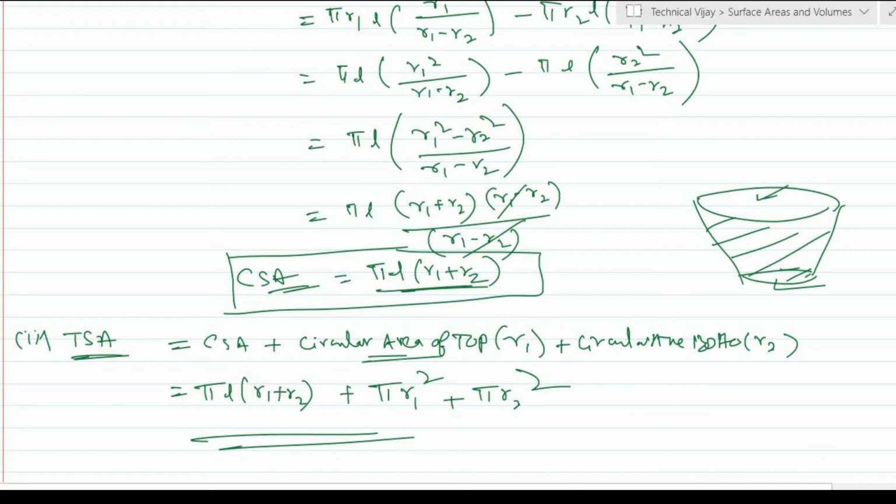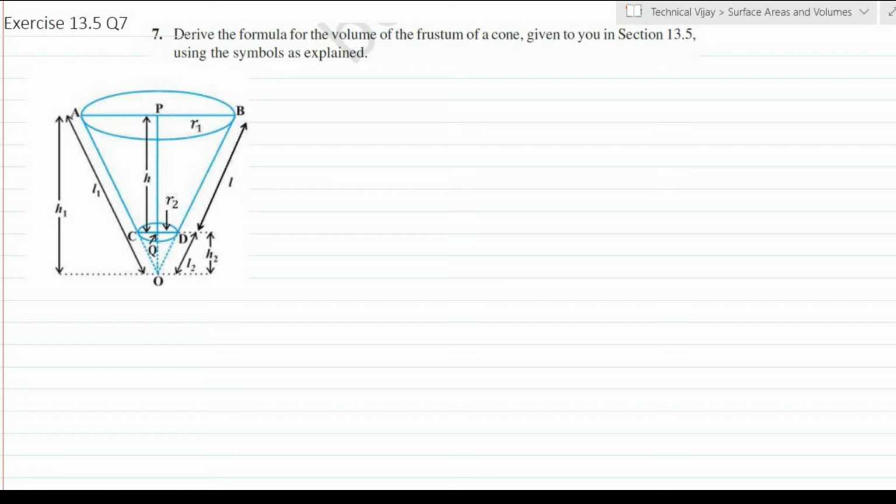Okay, we will go for the next one. Exercise 13.5, question number 7. Derive the formula for the volume of the frustum of a cone given to you in section 13.5 using the symbols as explained. The symbols are the same here, and this is a frustum of a cone. We know that the volume of a cone is equal to 1 by 3 pi r square h.